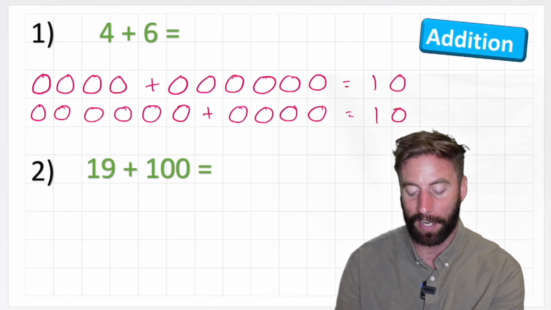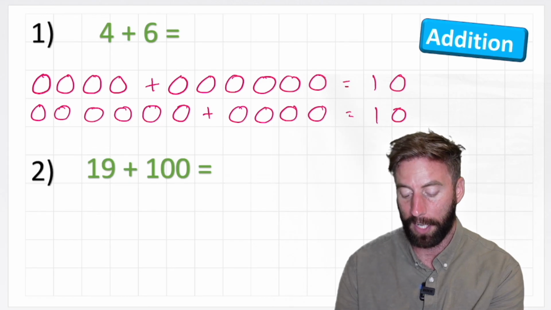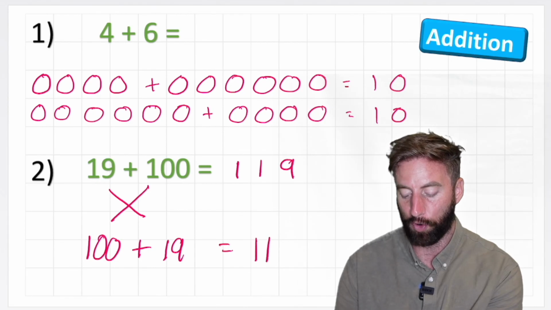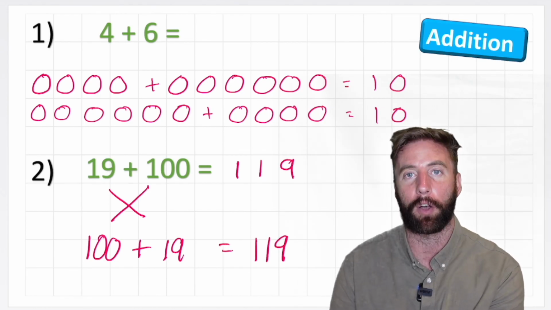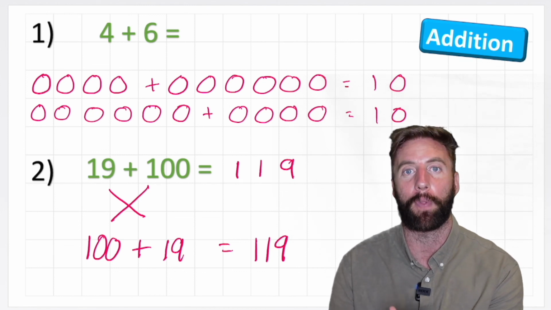Let's have a look at it with this second example. 19 plus 100, 19 plus 100 equals 119. But if I flick my addends the other way and I have 100 at the start and I plus it to 19, I still get 119. And if I was a patient person and could draw out all those circles and balls, I could prove it with that model as well.